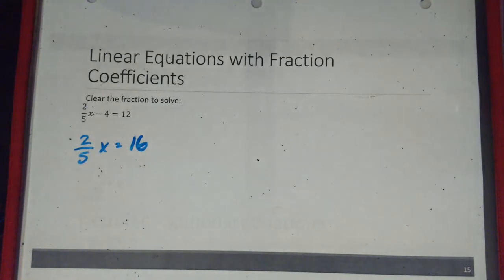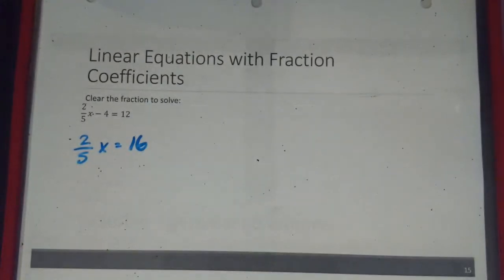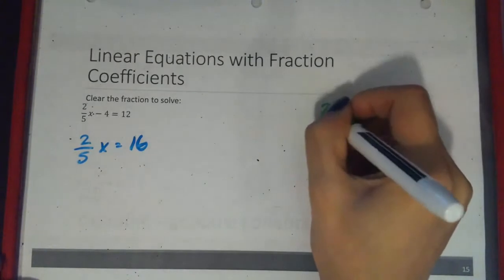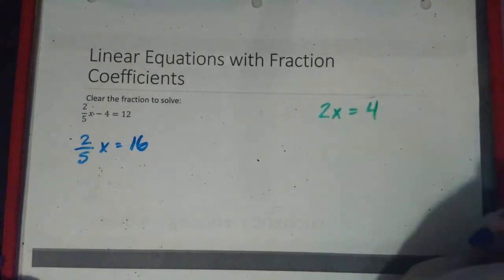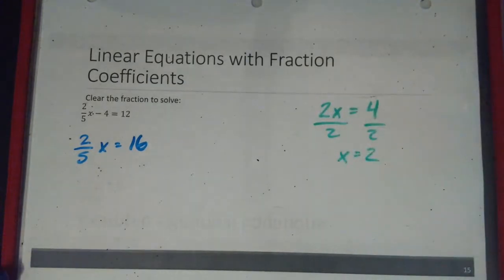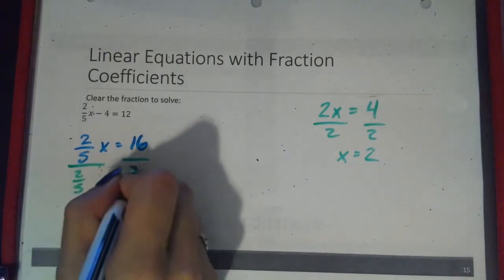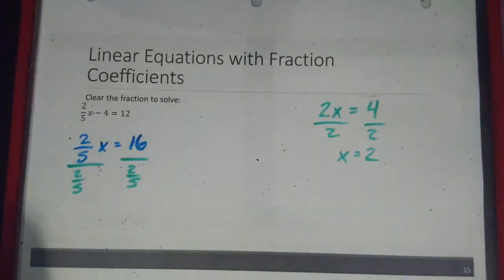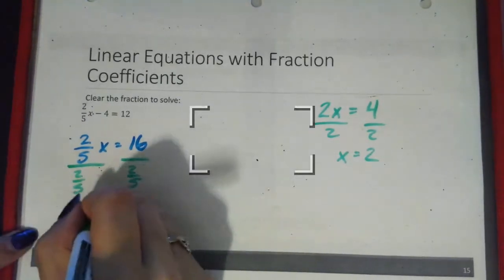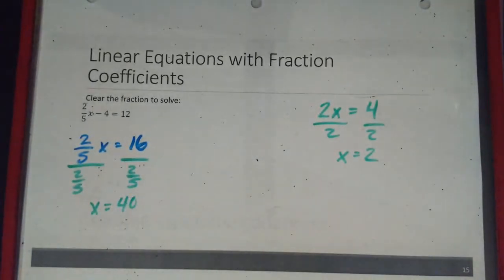At this point, we have a few options for what we could do. So I'm going to look at a different example for just a minute, put this one on pause so we can figure out what we're going to do with it. If I had 2x equals 4, then I would divide both sides by 2 and I'd get x equals 2. So one thing I could do is divide both sides by 2/5. And 16 divided by 2/5 is something I can put in my calculator. It would give me x is equal to 40. That's fine and dandy, it works, it's wonderful.